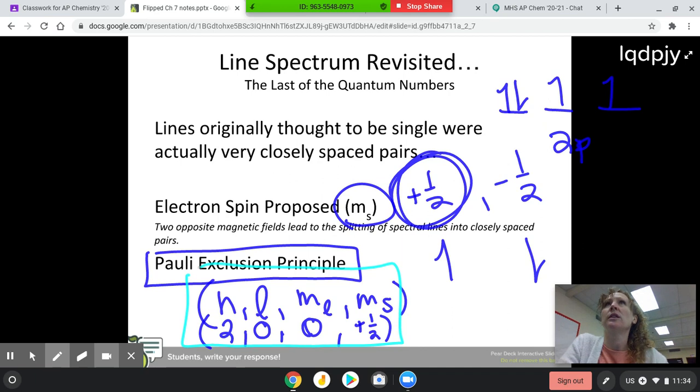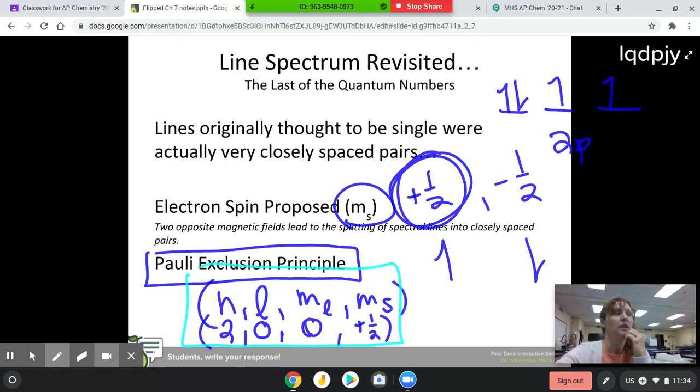So why don't you write me the quantum numbers for the valence electron of aluminum, the one that lives in the P shell. And go. Yes, M sub S will always either be +1/2 or -1/2. Those are the only two options. All right. Quantum numbers for the valence electron of aluminum that lives in the P shell.